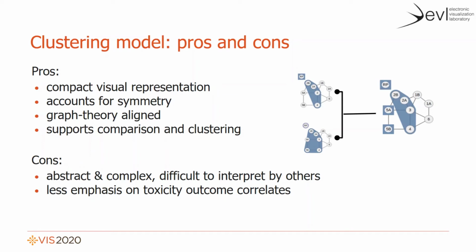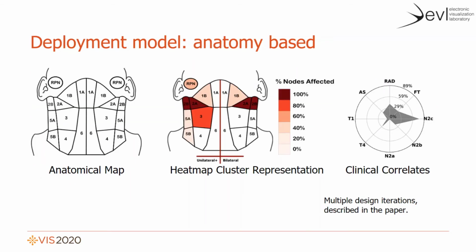However, since it is abstract and complex, it was difficult to interpret by other clinicians who did not participate in our design process. It also gives more emphasis to the modeling approach and less emphasis to the toxicity outcomes and correlates. For the deployment model, we started with a simplified anatomical map of the disease spread in the head and neck.